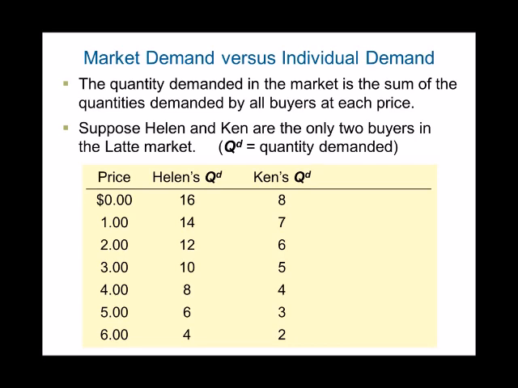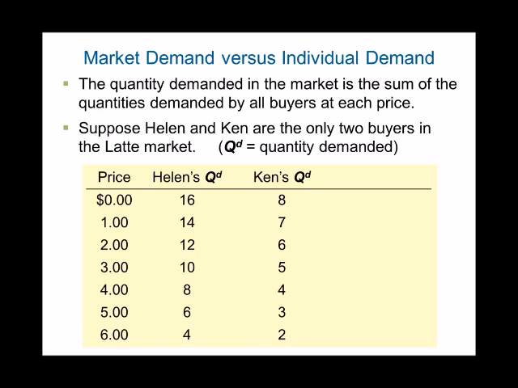Notice that Helen's and Ken's quantity demanded are different. This is because Helen and Ken may like lattes differently. Helen might like latte more than Ken. So for $3, if the price of latte was $3, Helen would purchase 10 cups of latte, but Ken would only purchase 5.